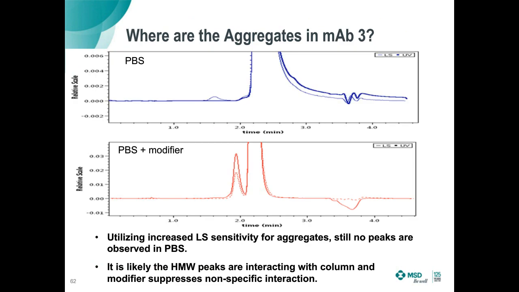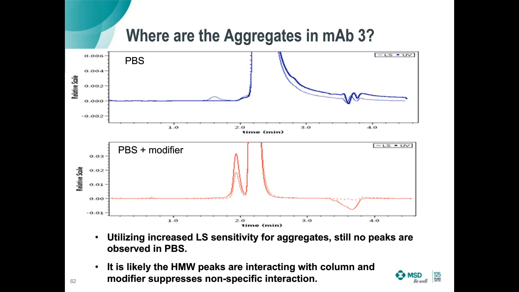So the question we were trying to answer is, where are the aggregates in MAB3? The top chromatogram shows PBS, an overlay of the light scattering and UV traces. We can use light scattering due to its increased sensitivity for higher molecular weight species. You can see a little blip in the light scattering trace there in PBS, but we don't really see anything else. When you overlay the same light scattering and UV traces in our modified solution, you can really see the aggregates there and the added sensitivity from the light scattering detector.